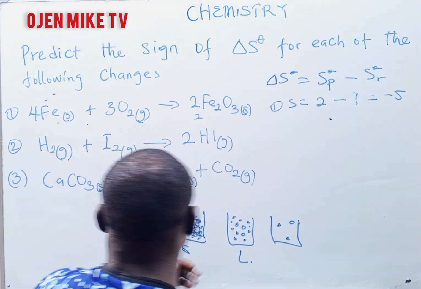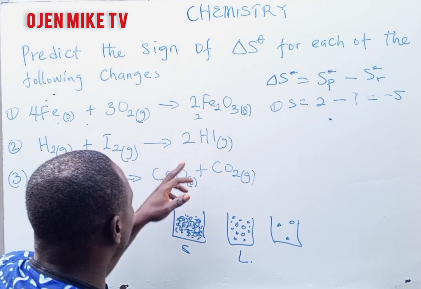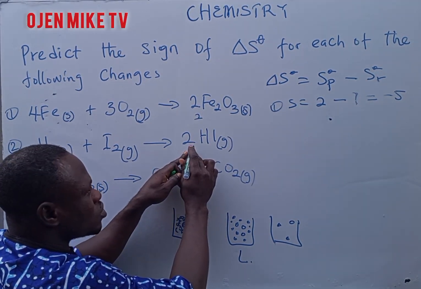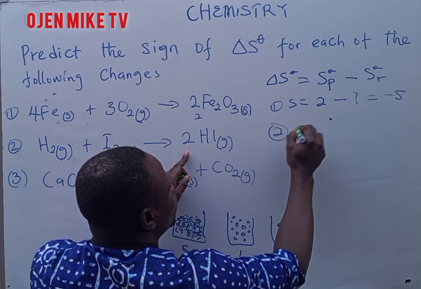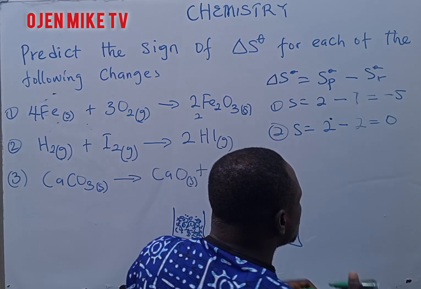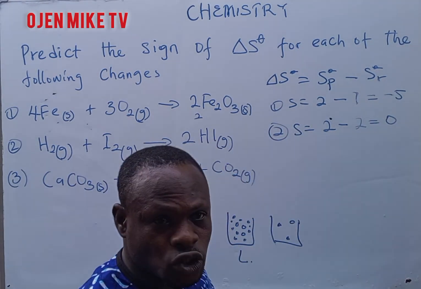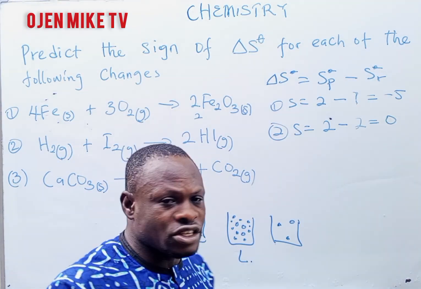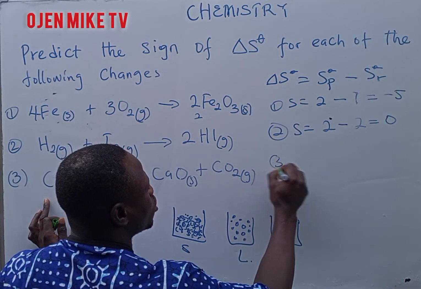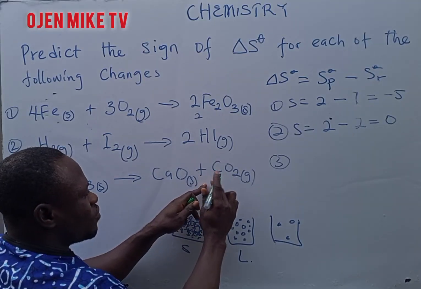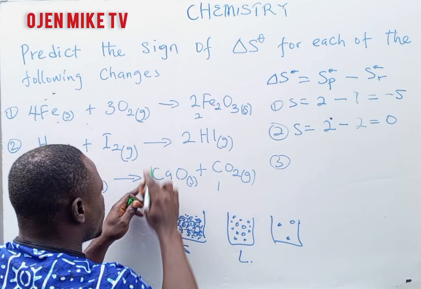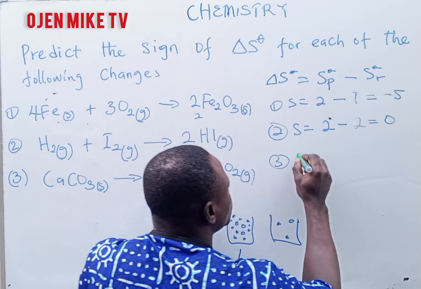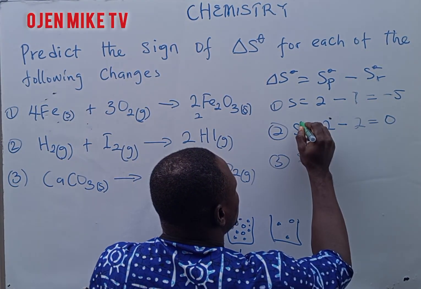Since it is minus 5, there is a decrease in the randomness of the system. If you look at the second equation, here we have 2 moles, and in the case of this one, ΔS equals 0. So in equation number 2, there is no change in entropy. For equation number 3, we have 1 mole here and 1 mole here, so 1 plus 1 gives us 2.